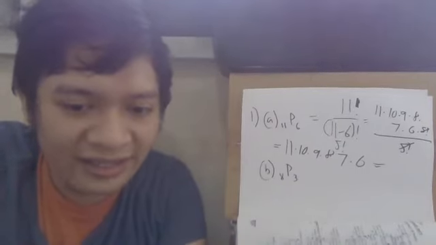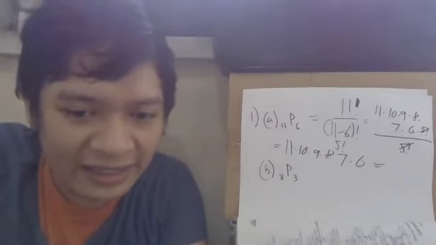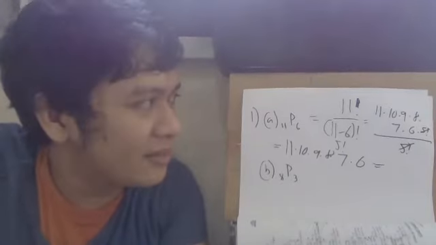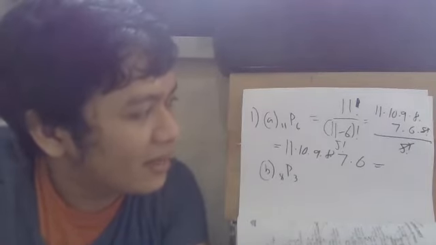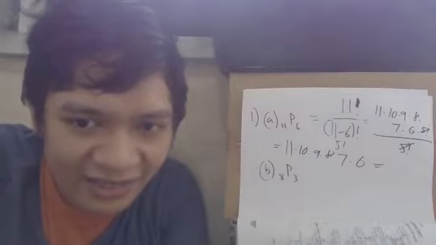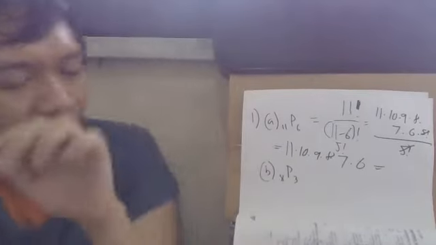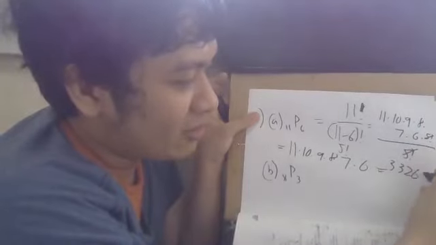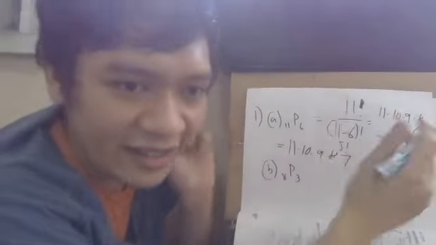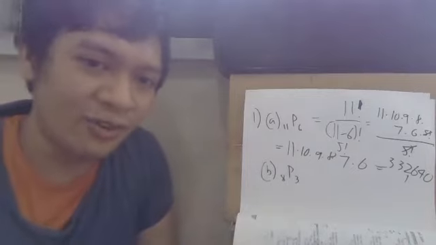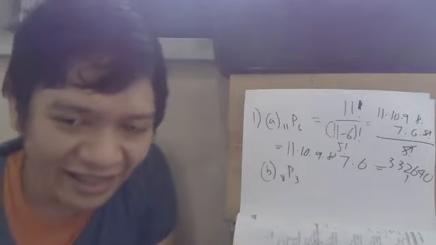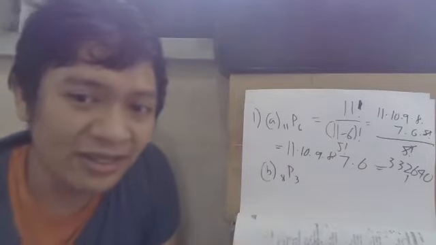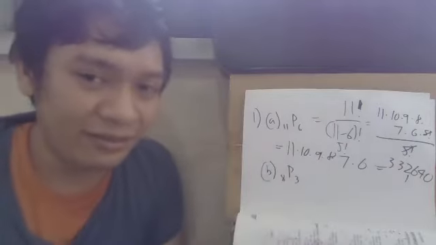So, what's the answer there? 11 times 10 times 9 times 8 times 7 times 6 is equal to 332,640. Alright? Bilang sa comments kung may mali pero tama yan.